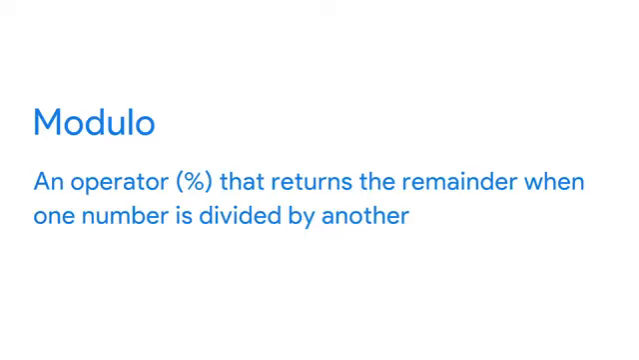All right, now let's say you only wanted the remainder from a division calculation. Well, you need a different operator for this, the modulo operator. The modulo operator is represented by the percent symbol. This is an operator that returns the remainder when one number is divided by another. In a spreadsheet, you could complete the same calculation using the mod function.